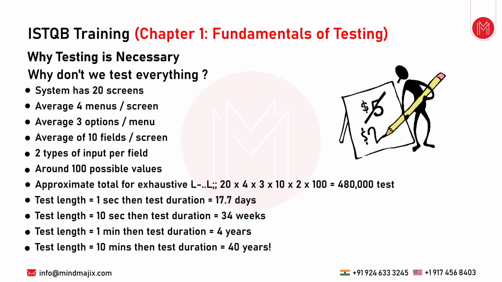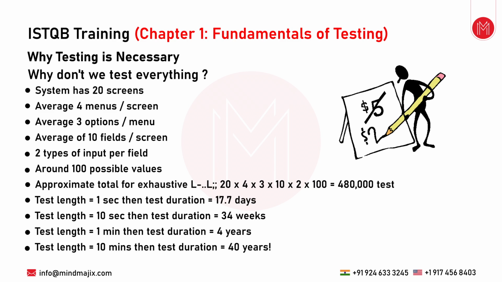So why don't we test everything? Because a system has 20 screens, and each screen has 4 menus. Each menu has 3 options, and each option has 10 fields and 2 types of inputs and 100 possible values in the input. So if we multiply all those things, that means 480,000 test cases a person needs to write, right? And it's tough to cover that.